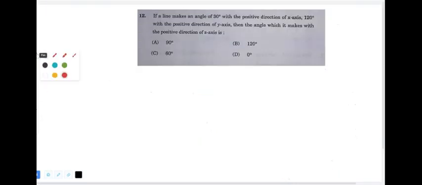So the next question given here is, if a line makes an angle 30 degree with the positive direction of x-axis, and 120 with the positive direction of y-axis, then the angle which is made with the positive direction of z-axis is, we have to find the angle which is made by the positive direction of z-axis.